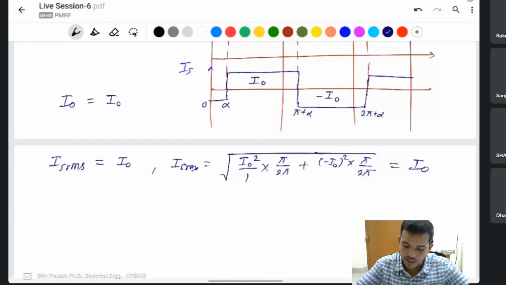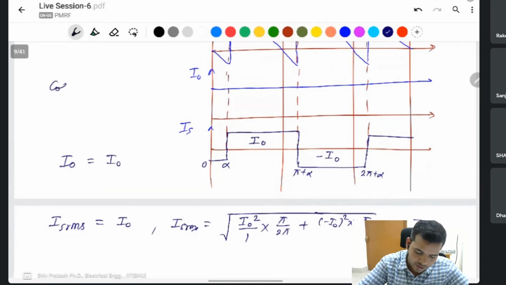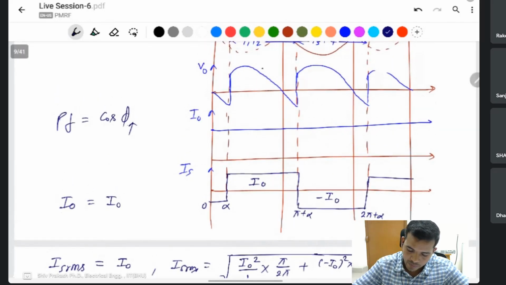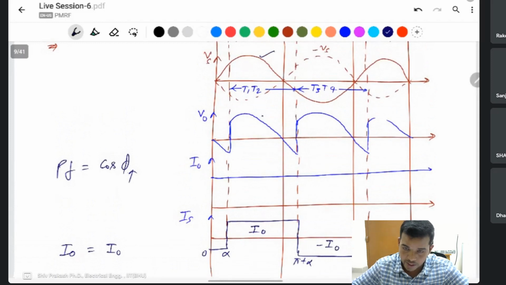If it is not sinusoidal, you can't say that the power factor on the input side is the same as cos alpha. You know about power factor, cos phi, where phi is the angle between voltage and current. This is the voltage waveform, the input voltage. This is the current waveform.